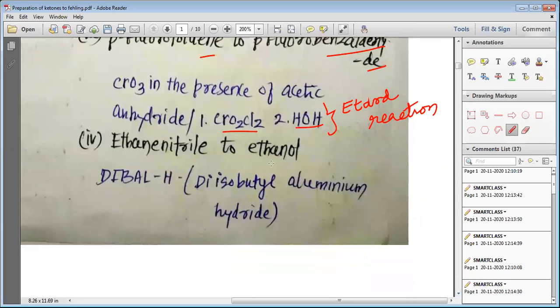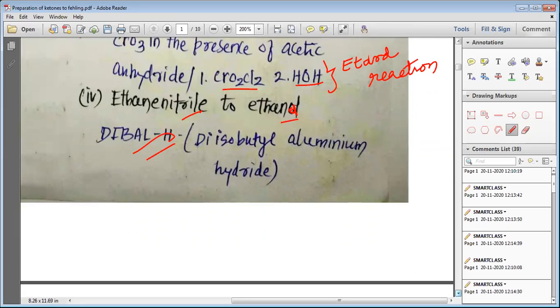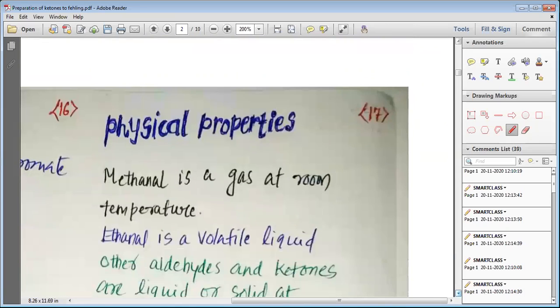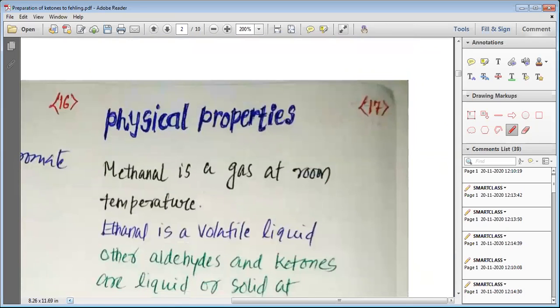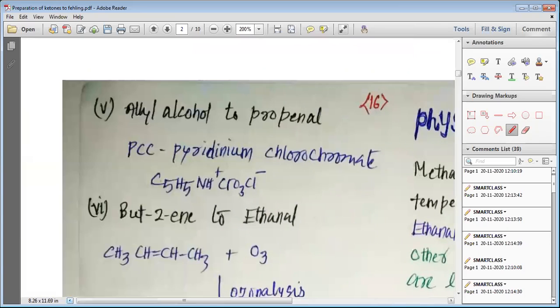ethane nitrile to ethanal. This is nitrile compound. You want to convert it into the ethanal. Actually, it should be ethanal, in the presence of the DIBAL-H. You can easily convert the ethane nitrile to ethanal because DIBAL-H converts the nitriles to the aldehyde very easily.